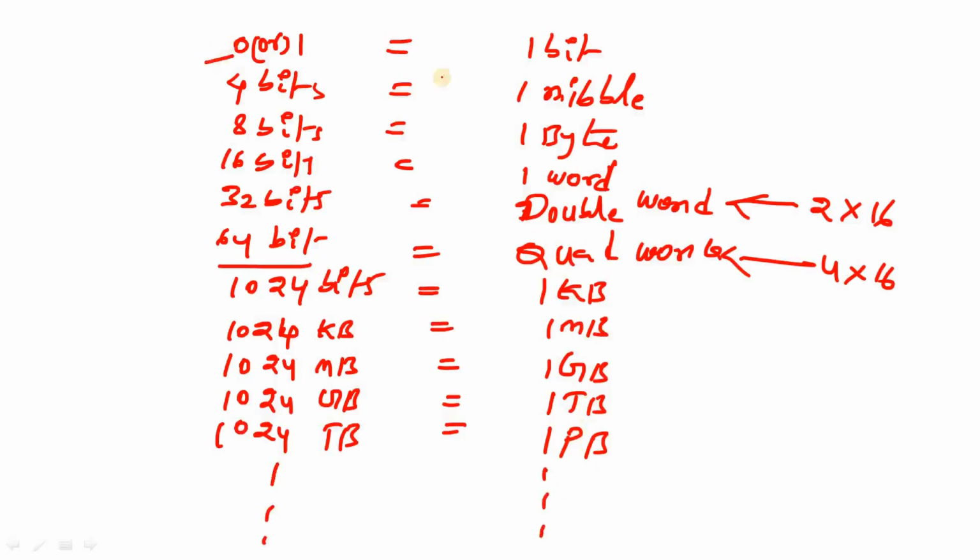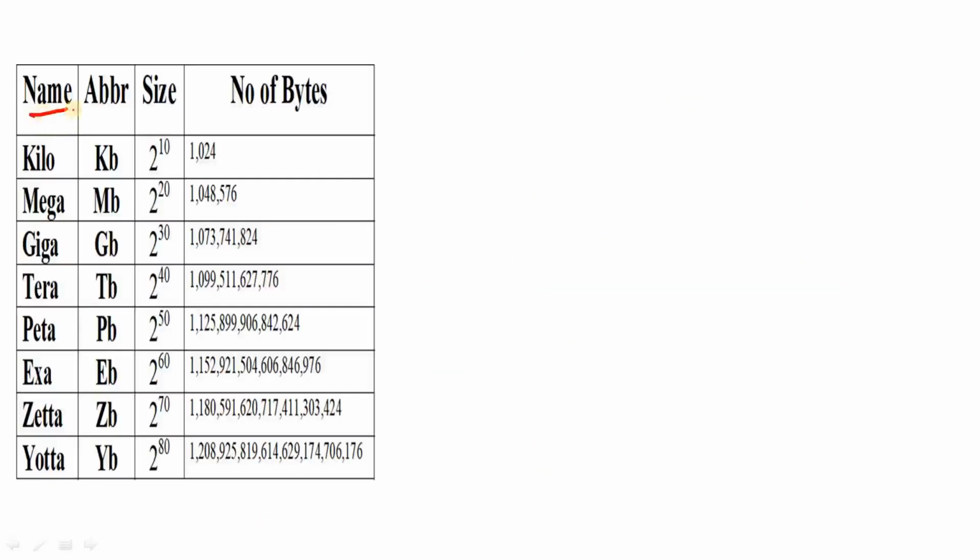Here we see 0 or 1, this is 1 bit, and 1 nibble is 4 bits. So 8 bits is 1 byte, 1 word means 16 bits, 32 bits is double word, then quad word, 1 KB, 1 MB, 1 GB, 1 TB, 1 PB, like this: petabyte, terabyte, gigabyte, megabyte and kilobyte. In this tabular form, we see the name, that means kilo, mega, giga. Abbreviation: kilo is represented as KB, and the size is 2 power 10, kilobytes means 2 power 10, so the number of bytes is 1024 bytes. The same way, we are going to see it in basic tabular form.